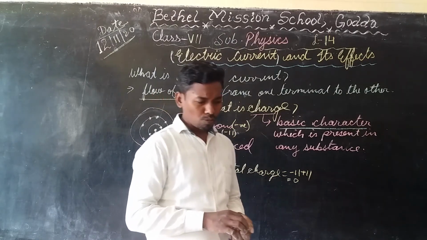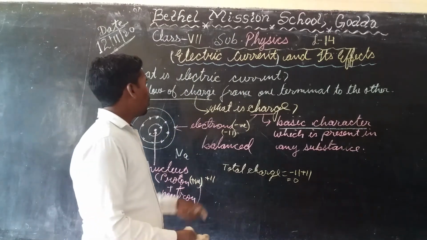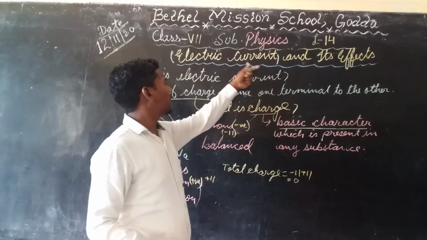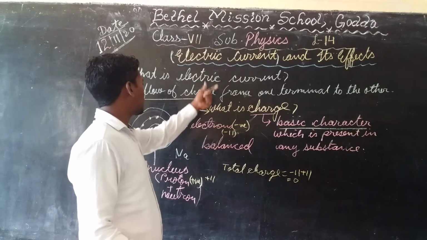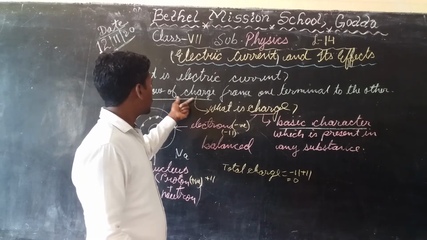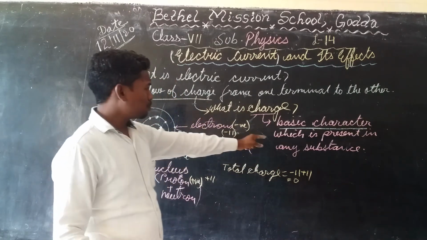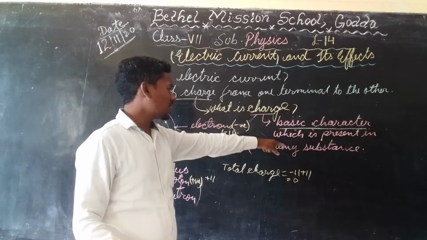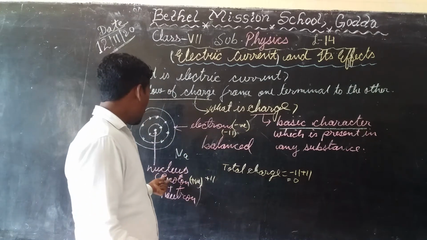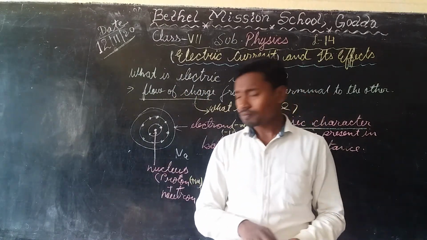Okay. So this is what we are talking about. Where does this electric current come from? What is electric current? It is the flow of charge. So what is charge? Charge is the basic character, and this basic character is present in the electrons and the protons. Now let me talk to you a bit more.